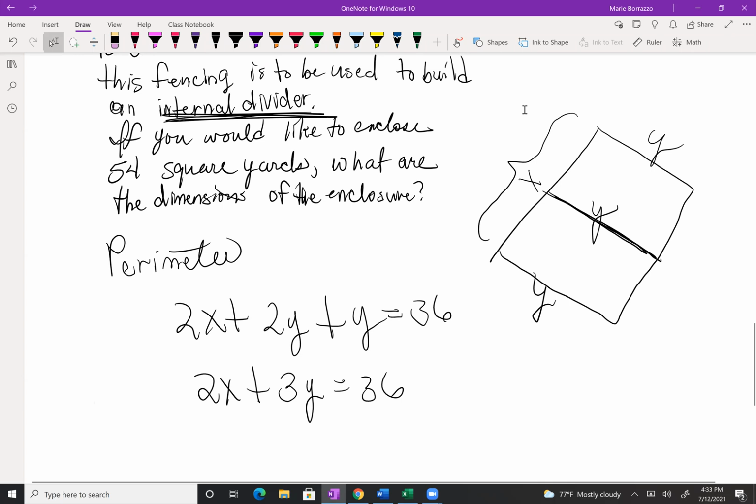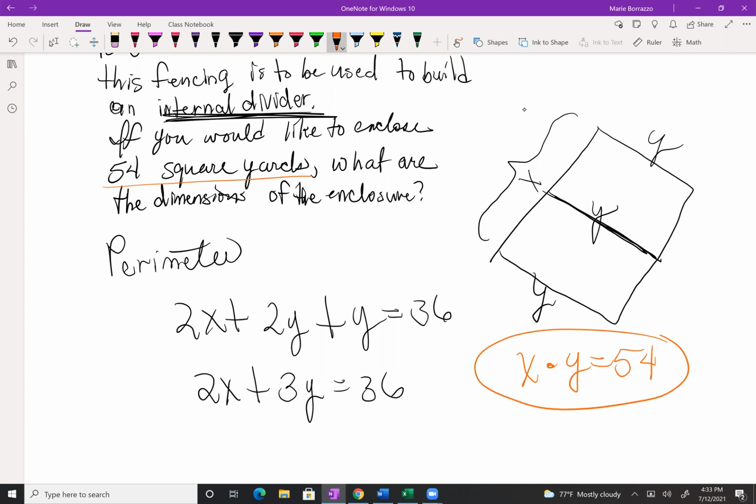All right. And if that's the case, then we also know that we have a second condition. That second condition is the square yards, basically the area. We do know that area is always length times width. So in our case, X times Y, and that should be 54. So those are our two equations. Equation 1, equation 2. And this is what we know.